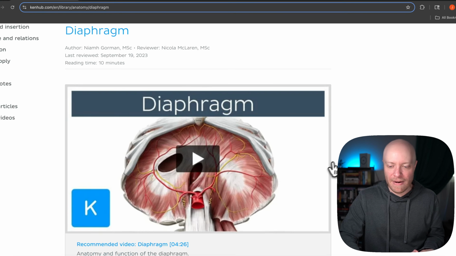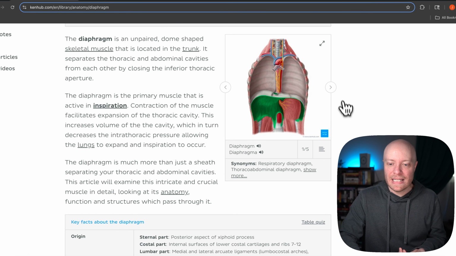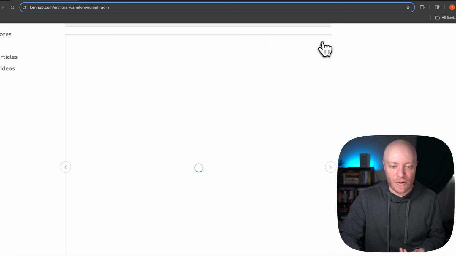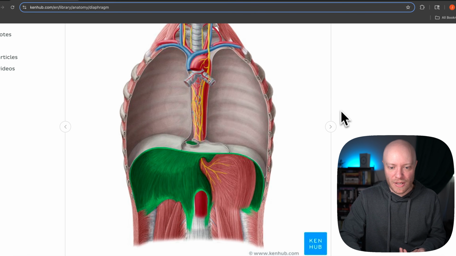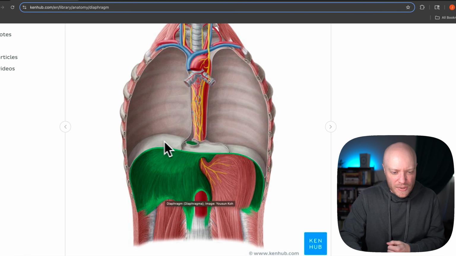So let's go ahead and click on the diaphragm. And as we do that, we can start to meet this muscle here. So I'm going to go ahead and hit these arrows, and that is going to enlarge the image. And what we can see here in green is part of the diaphragm. You can also see the top part of it.